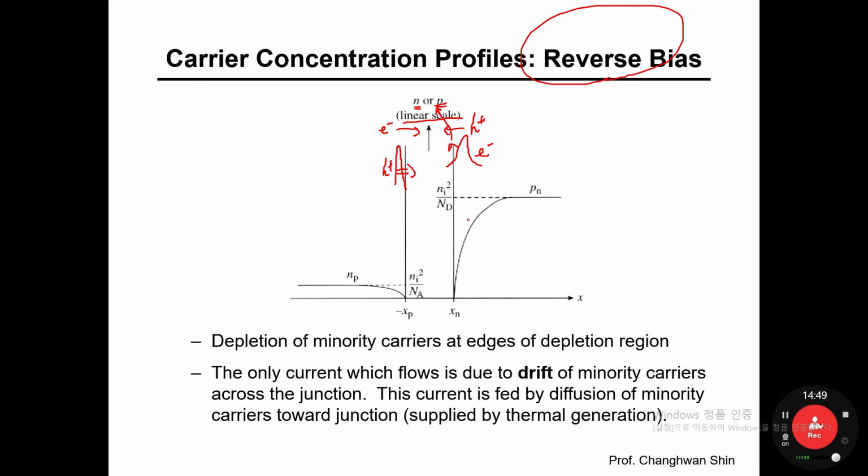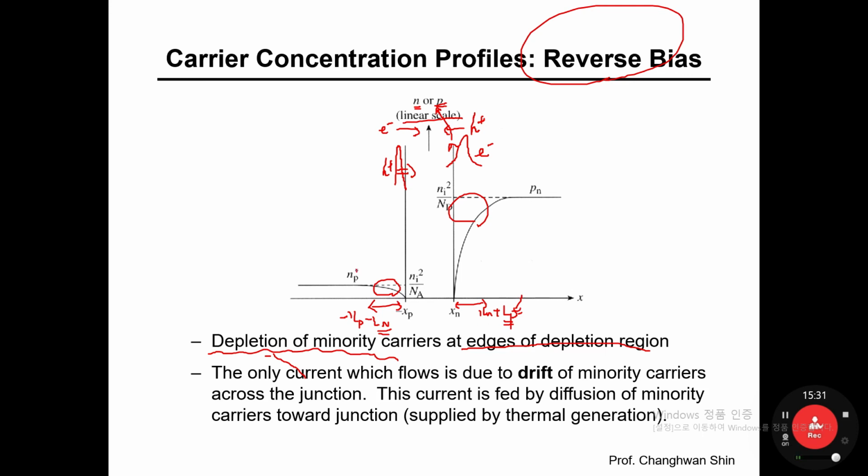So as described here, depletion of minority carriers at the edges of the depletion region. Near the depletion region, from the edges, x_n plus maybe one diffusion length L_p here, and here minus x_p minus L_n. So this L_n indicates the diffusion length of electron, which is the minority carrier in the p side, and this L_p indicates the diffusion length of hole in the n side, which is another minority carrier.